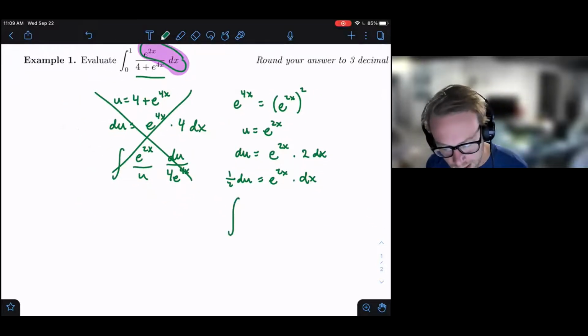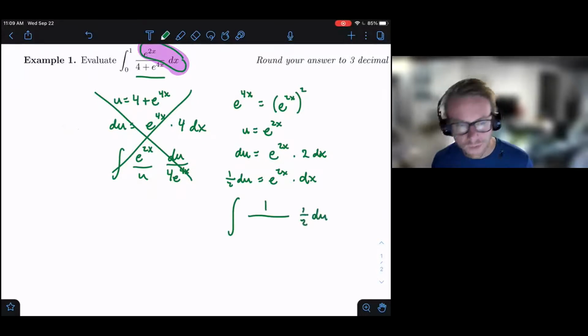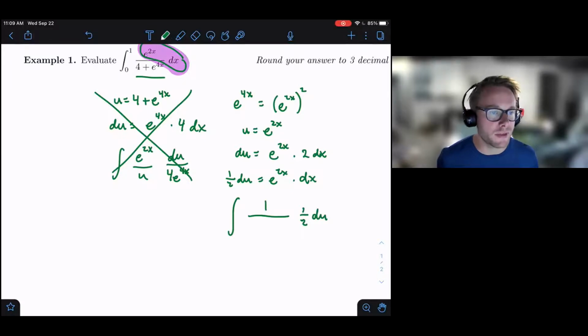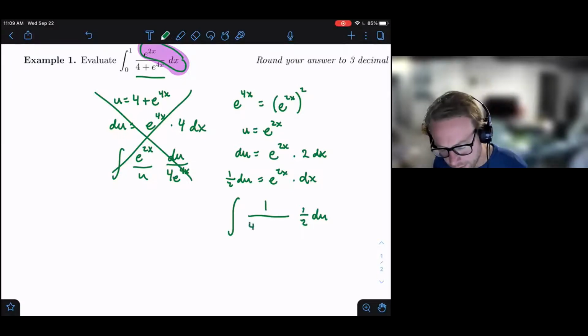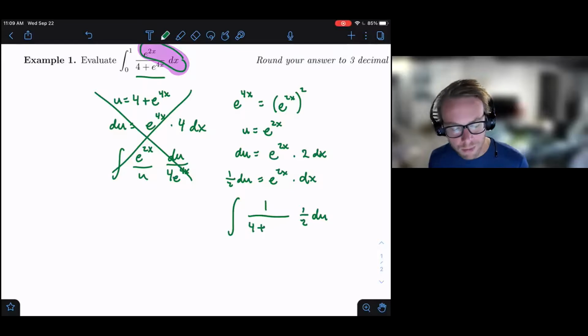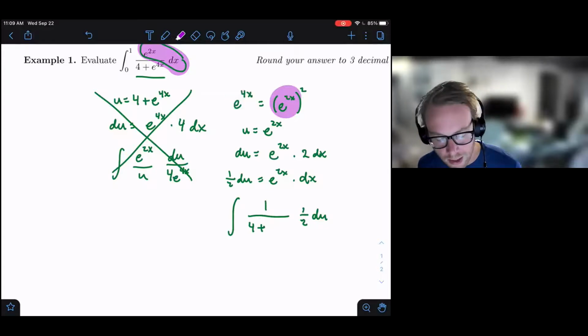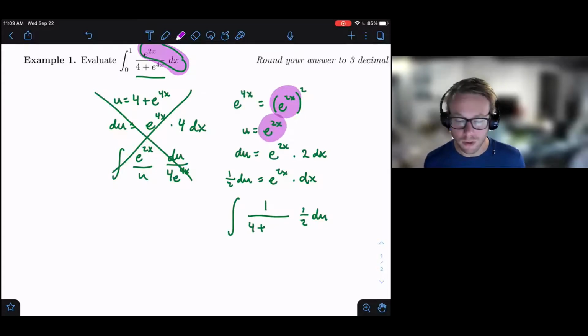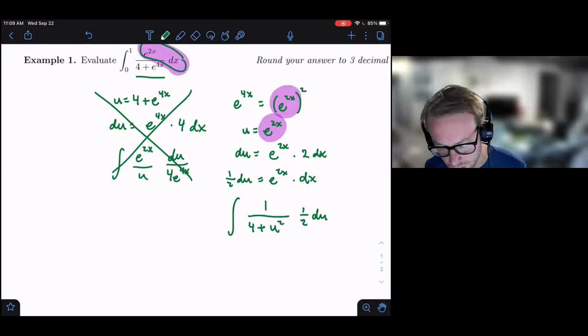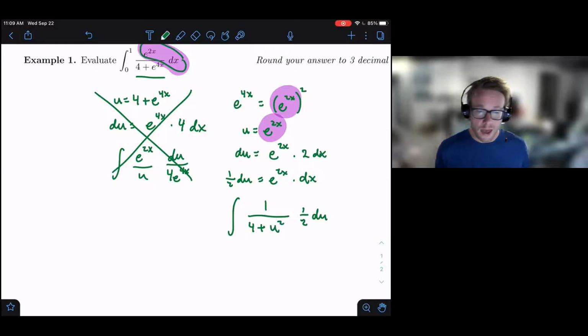And let's go ahead and rewrite this. So I'm going to have just a 1 in the numerator for the time being. And this is going to be 1/2 du. So I'm successfully transferring some of that stuff in. And then in the denominator here, we're going to have 4 plus. And again, remember we talked about that e to the 4x is going to be the same thing as e to the 2x just being squared. e to the 2x is our u. And so this is going to be u squared here. And so now this looks much, much simpler. And so I'm happy with this.